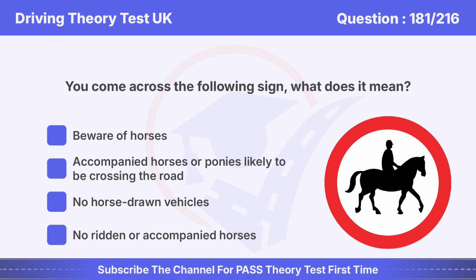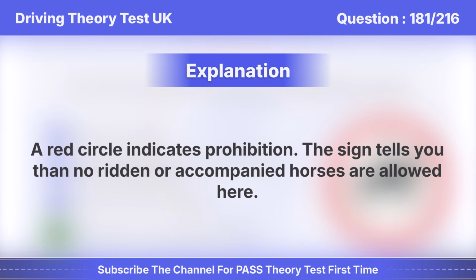Question 181. You come across the following sign. What does it mean? Answer is D. No ridden or accompanied horses. A red circle indicates prohibition. The sign tells you that no ridden or accompanied horses are allowed here.